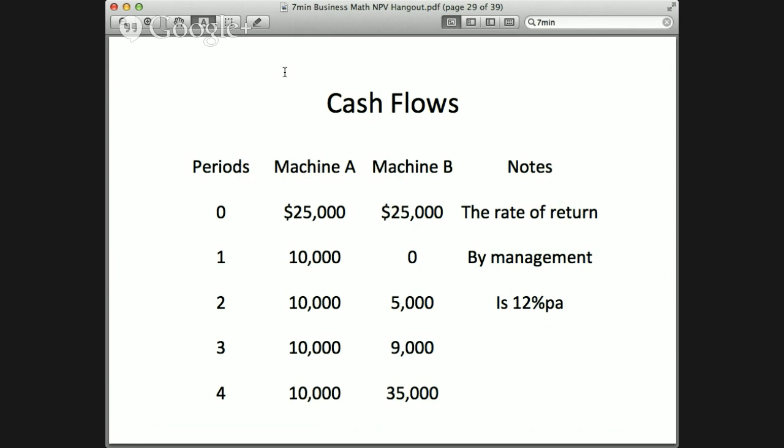Machine A is going to give us back $10,000 in year 1, year 2, year 3, and year 4, consistently over 4 years. Machine B, as it turns out, has no return in year 1, but we do have a $5,000 return in year 2, $9,000 in year 3, and $35,000 in year 4. Now, management says they want a rate of return of 12% per annum. It must be 12% per annum.